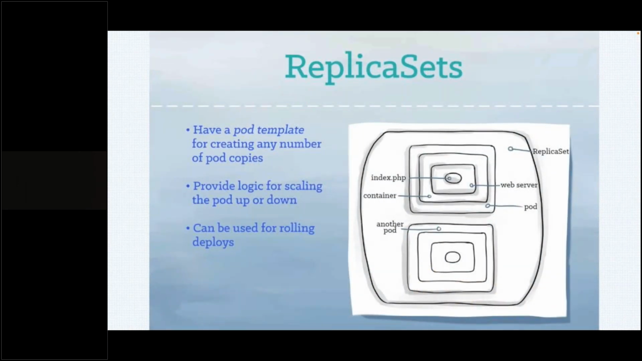Replica sets provide a method for managing an arbitrary number of pods. A replica set contains a pod template, which can be replicated any number of times. Through the replica set, Kubernetes will manage your pod's lifecycle, including scaling up and down, rolling deployments, and monitoring.